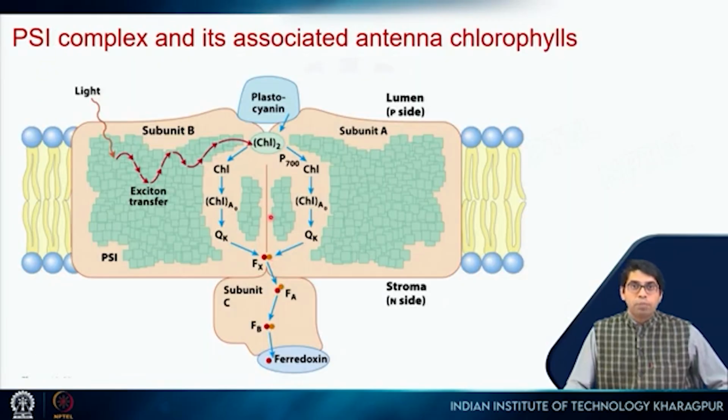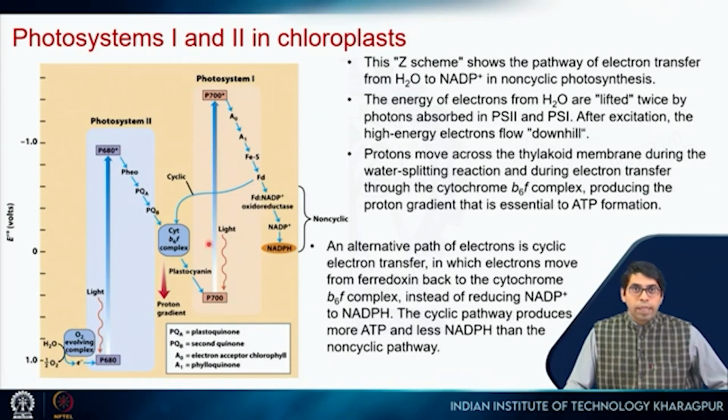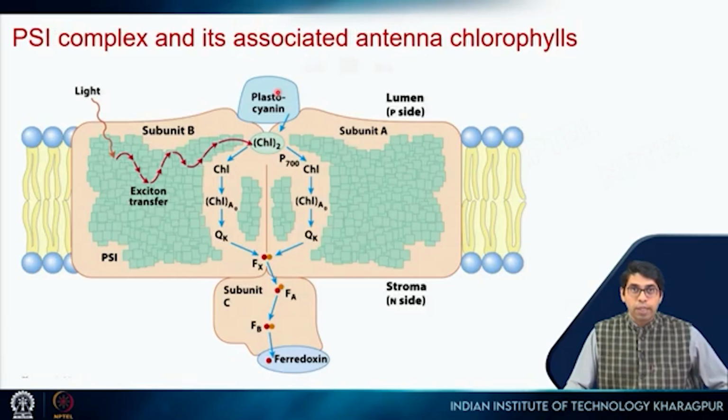Okay. So, again let me just go back here. So, what you see here is the cytochrome B6F complex. This is plastocyanin, and plastocyanin is the one which is handing over the electron to the photosystem 1. So, this step is shown in the next slide. So, this is plastocyanin. It is handing over the electrons to the photosystem 1 complex.